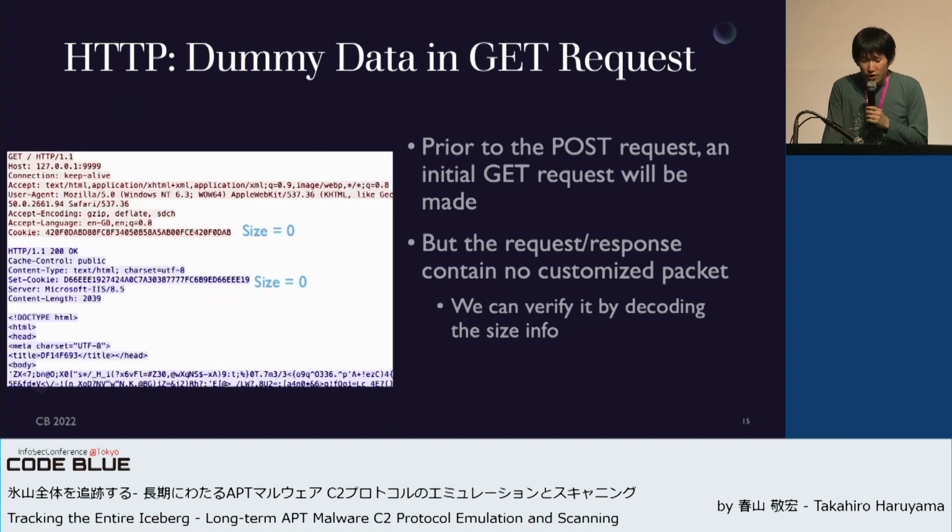Prior to the POST request, an initial GET request will be made. In the GET request, all values except the cookie are randomly generated. So the decoded size value is 0. I'm not sure about the purpose, but this behavior can be utilized for the C2 scanning.